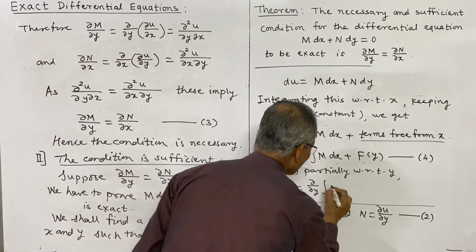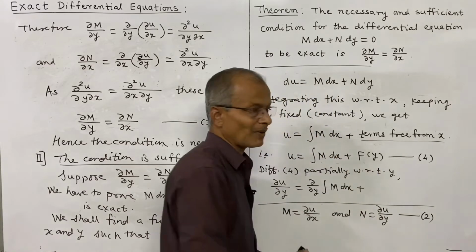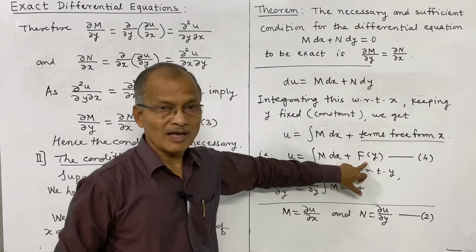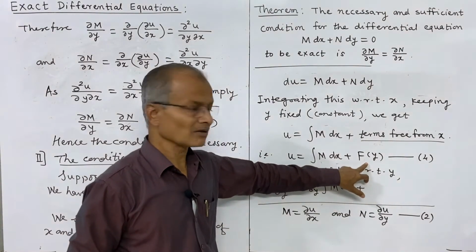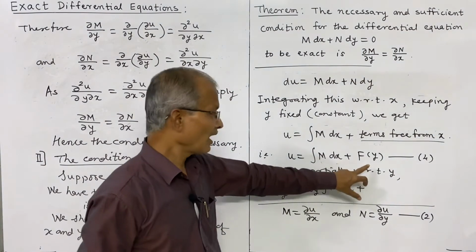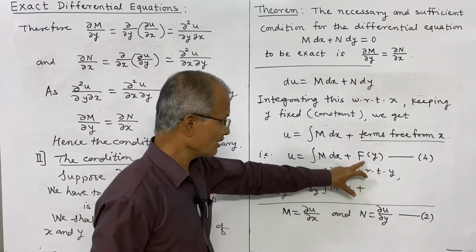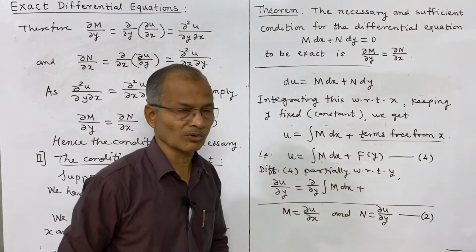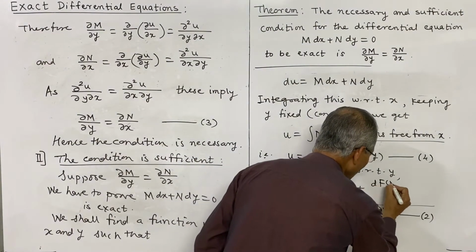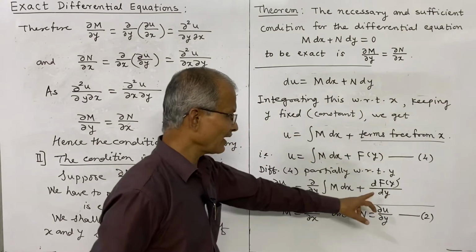of integral m dx plus the derivative of this, the partial derivative of capital F of y with respect to x. But F of y is a function of y only, and therefore this is a function of a single variable, and when there is a function of a single variable, the derivative becomes total. Instead of writing the partial derivative we write the total derivative, d by dy of F of y.